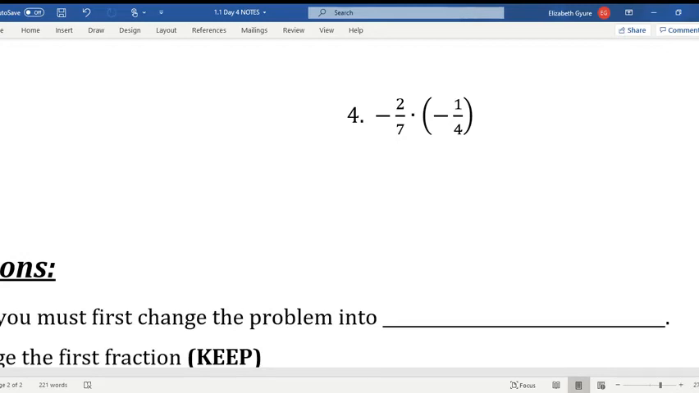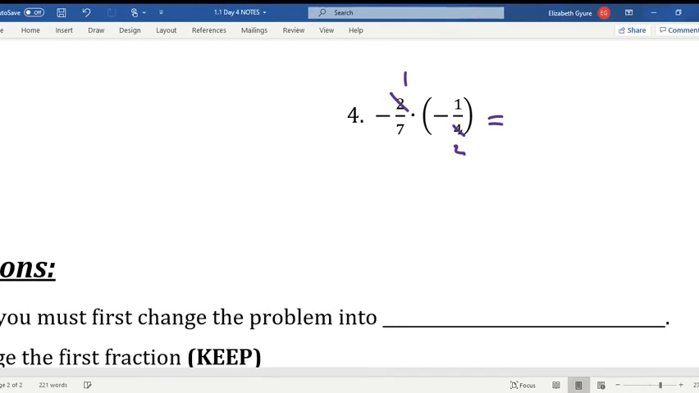So, first thing, is there anything I can reduce? What do you see, Alex? 2 and 4. What goes into both 2 and 4? 2. So 2 divided by 2 is? That's okay. You were thinking 2 times 2. So 2 divided by 2 is 1. 4 divided by 2 is 2. And now let's multiply across.